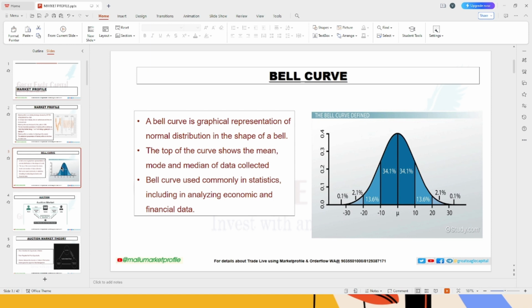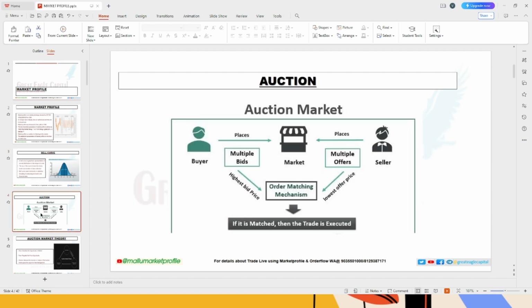I don't want to go into a deep study of this because we are going to study the market profile chart. Hope that's clear. In the candlestick pattern we say price action; here in the market profile chart we say it is an auction market. Likewise, we say auction market theory in a market profile chart.